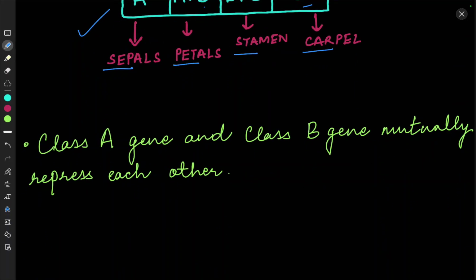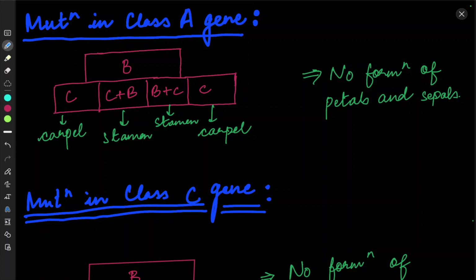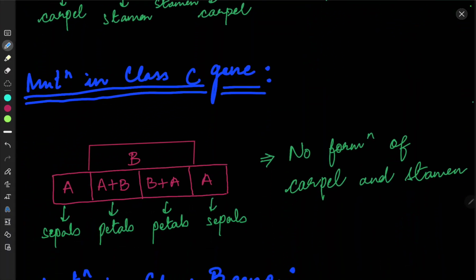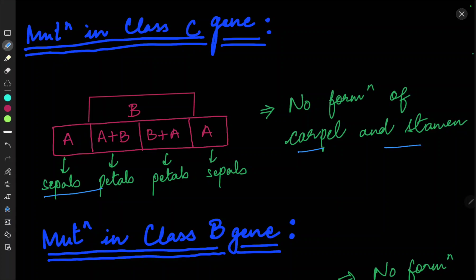Moving ahead to some more characteristics, the class A gene and the class C gene mutually repress each other, which means that if there is mutation in the class A gene, its position will be occupied by the class C gene, and therefore there will not be any formation of petals and sepals. And a similar situation arises if you mutate the class C gene. Its position will be occupied by the class A gene, and there will not be any formation of carpel and stamen, and only the sepals and the petals will be formed.